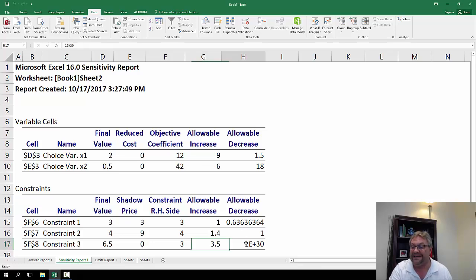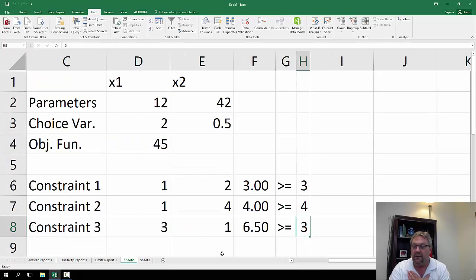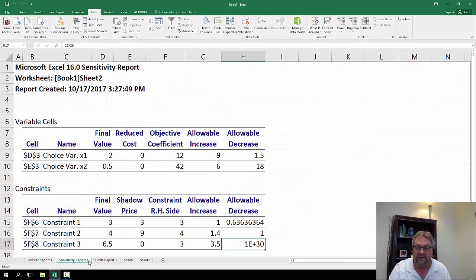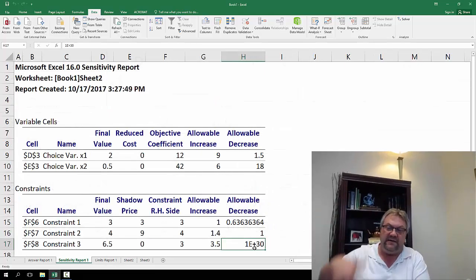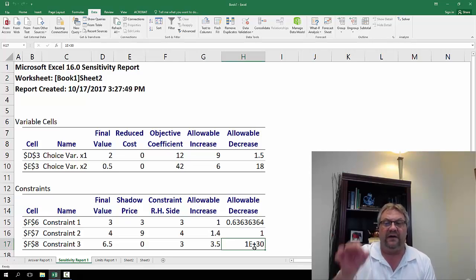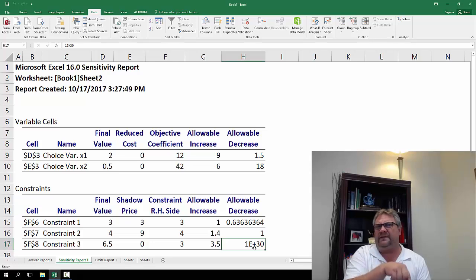But notice that I can decrease that constraint by an infinite amount. Why? Because 6.5 is already strictly greater than 3. So if I just took 3 down to like a negative a million, big deal. It's not going to affect anything, right? And that's why I'm getting this infinity here. I can decrease that constraint by an infinite amount because it's non-binding. And I don't know if I said that in the last video: you'll get these infinities only on the non-binding constraints, okay?